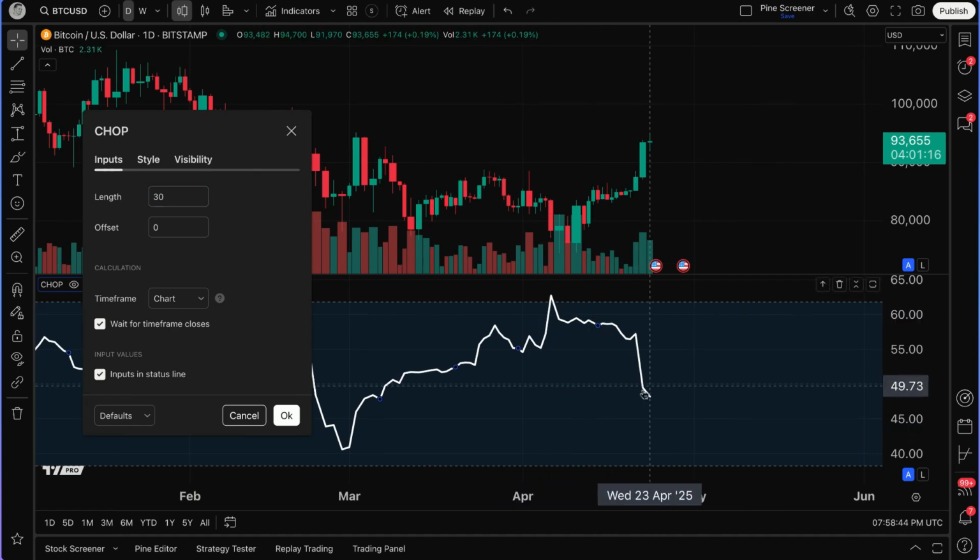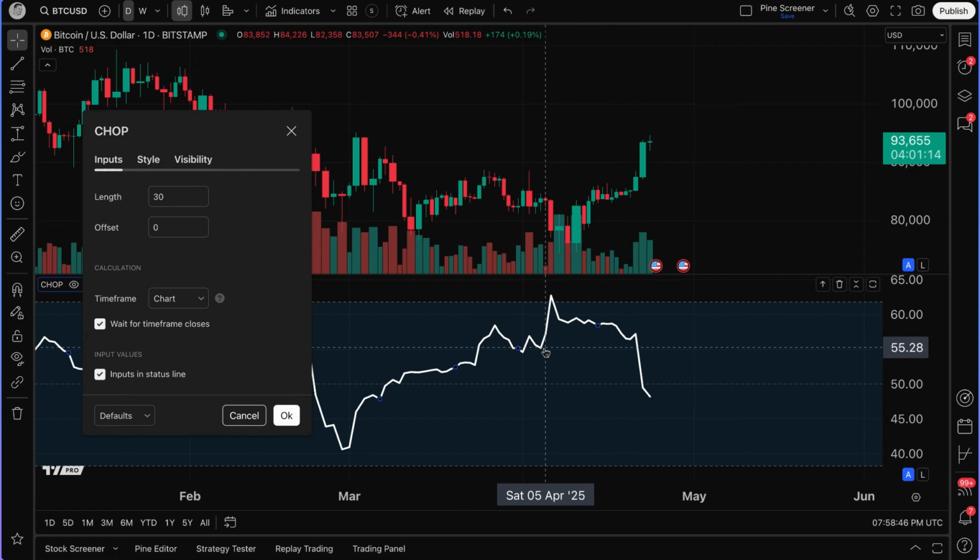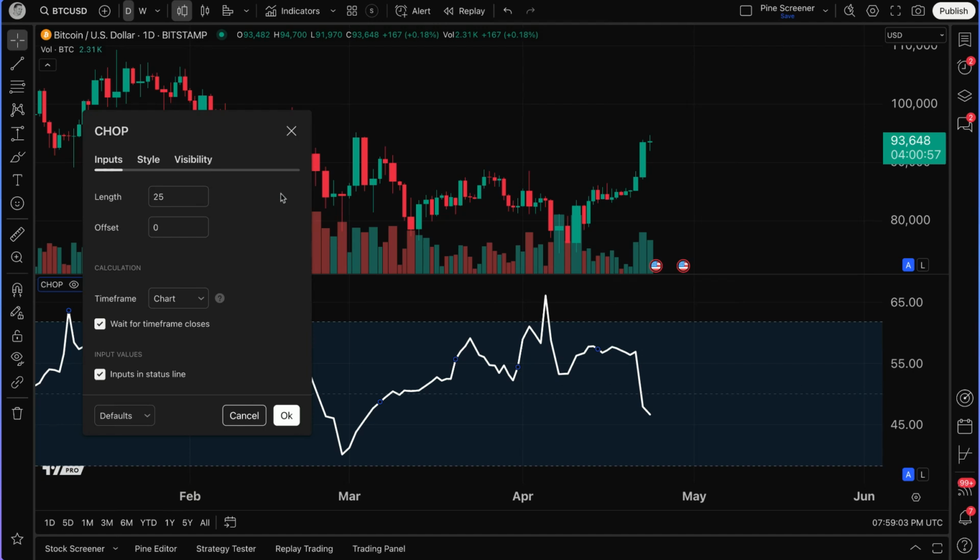So naturally, the choppiness is going to change depending on how much data you are ingesting into its calculation, whether it's 30 days or 14 days or 100 days. The choice is yours for what length you like to look for. For this example, I'm going to go ahead and do 25. Maybe that's close to a trading month, assuming we remove weekends.